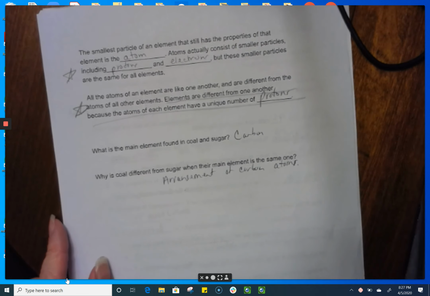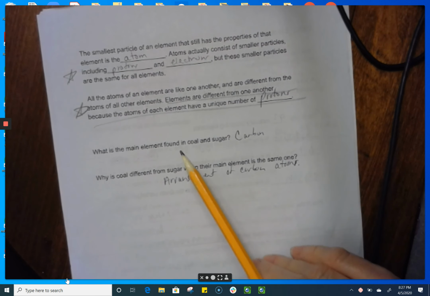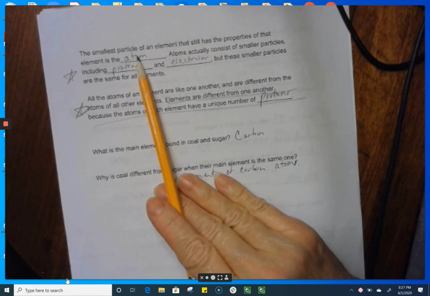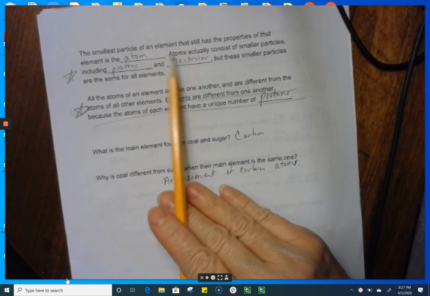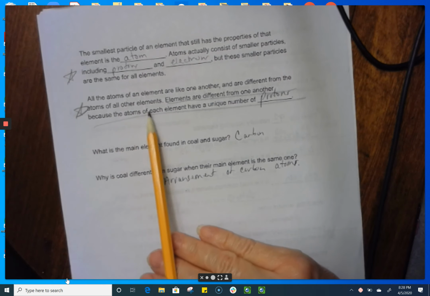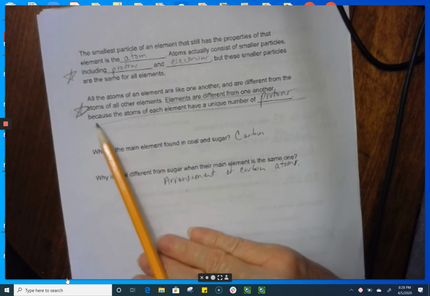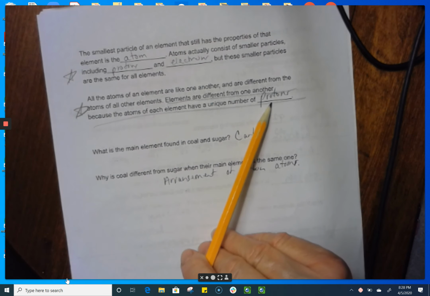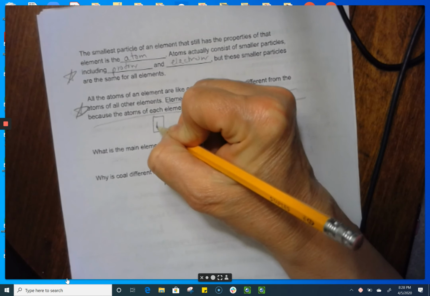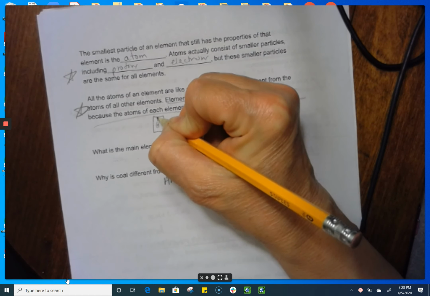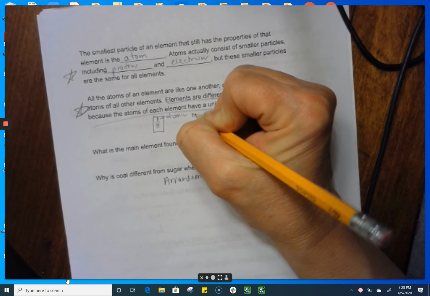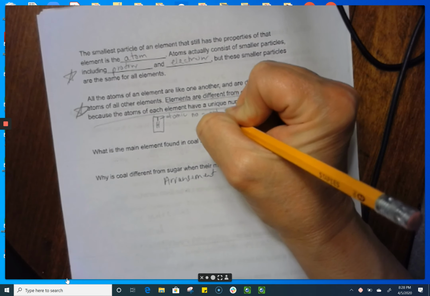Okay, so the next page, on the back page, you need to know that the smallest particle of an element that has the properties of that element is an atom. And it's basically the number of protons in an atom that determines what element you're dealing with. So elements are different from one another because the atoms of each element have a unique number of protons. Like if you have the box of hydrogen, which the symbol's H, it's going to have a whole number here. That is the atomic number, and that's also the number of protons.